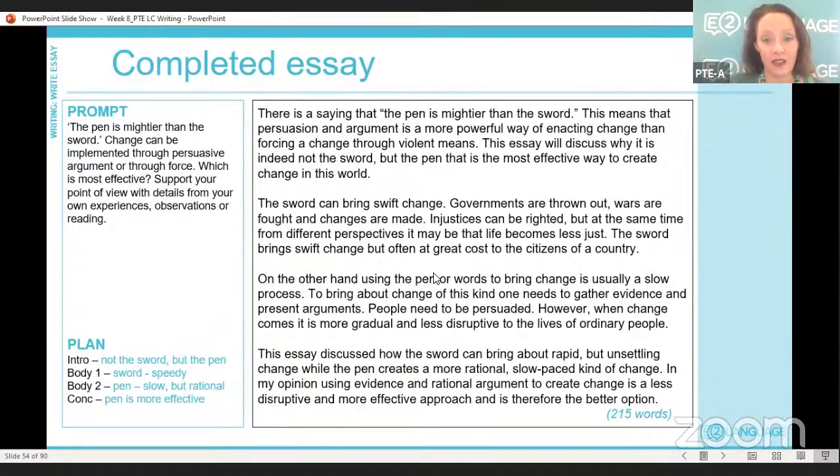On the other hand, using the pen or words can bring change. To bring change is usually a slow process. To bring about change of this kind, one needs to gather evidence and present arguments. People need to be persuaded. However, when change comes, it is more gradual and less disruptive to the lives of ordinary people. So this essay discussed how the sword can bring about rapid but unsettling change, while the pen creates a more rational, slow-paced kind of change. In my opinion, using evidence and rational argument to create change has a less disruptive and more effective approach and is therefore the better option. So 215 words. So a challenging topic, that one.